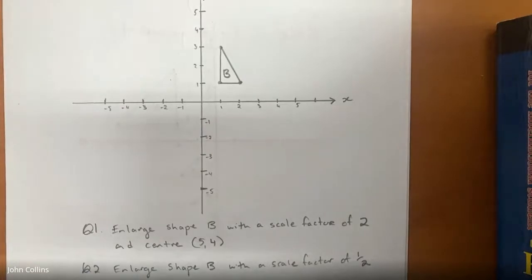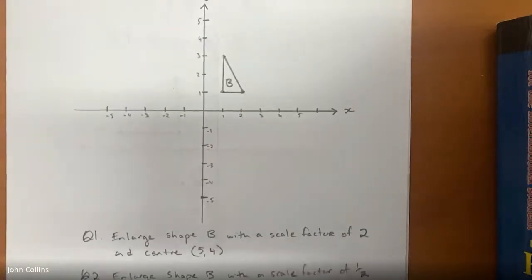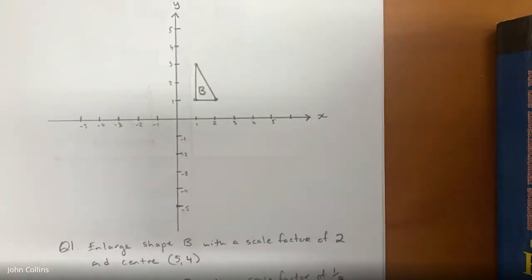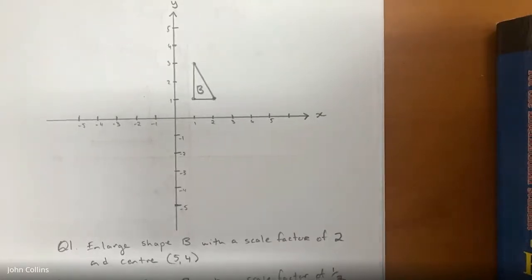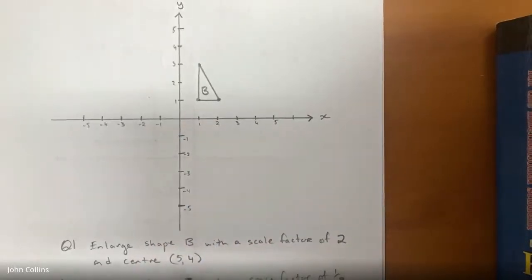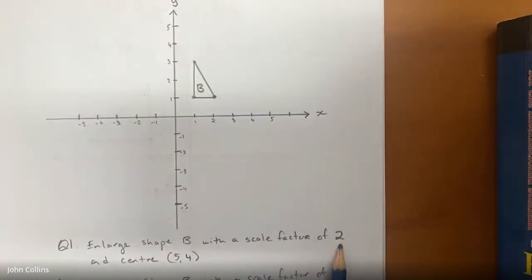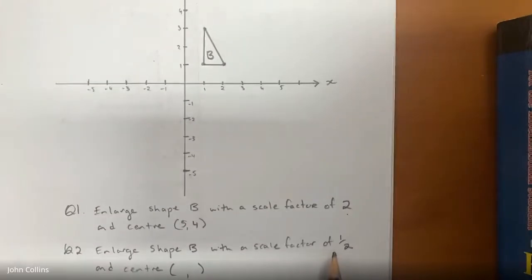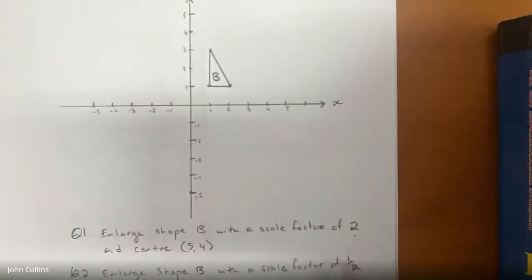All right. So hopefully you have drawn shape B on your diagram. So we're going to do this question 1. So here is shape B. So we're going to enlarge it. So it's either going to get bigger or smaller with the scale factor of 2. So that means twice as big. Now you may notice in the other question I have scale factor of 1/2. That means half the size. That one's going to be smaller. This one's going to be bigger. They're both called enlargements. The center of this is 5, 4.